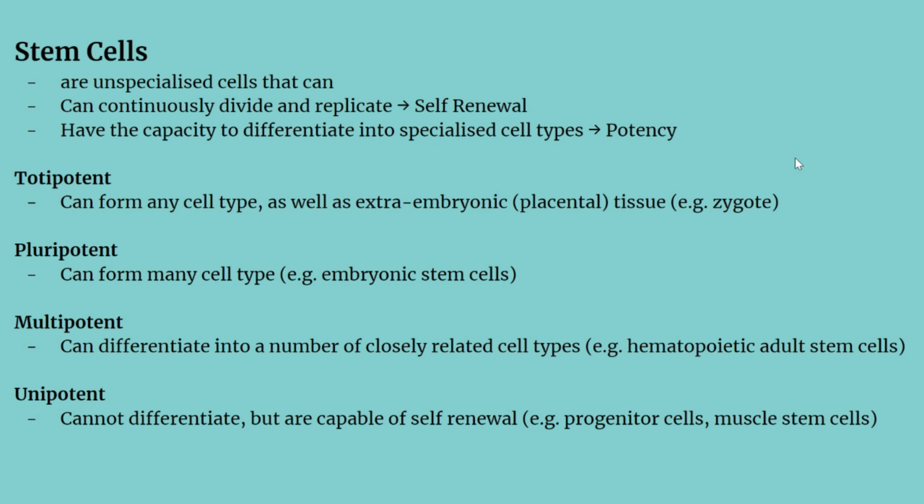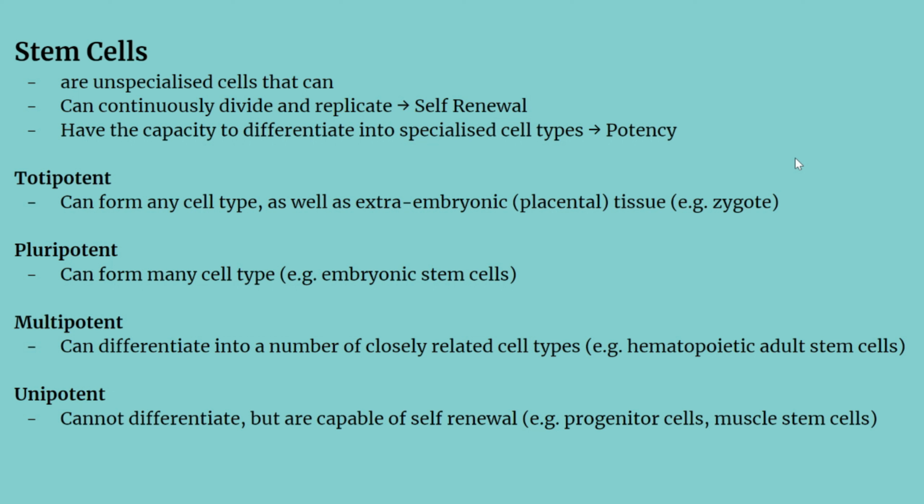Totipotent means that they can form any cell type as well as extra embryonic tissue, for example, your placental tissues when your zygote is forming in the uterus. Pluripotent means that they can form many different cell types, for example, your embryonic stem cells.